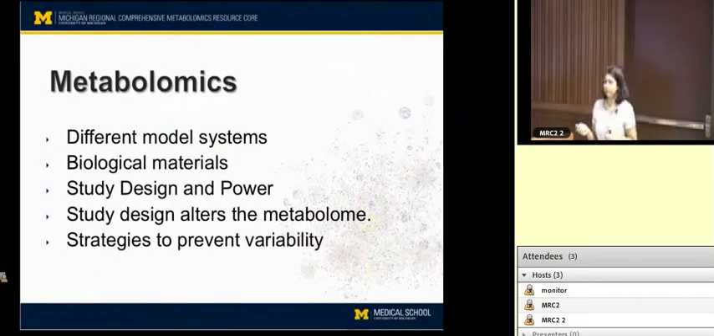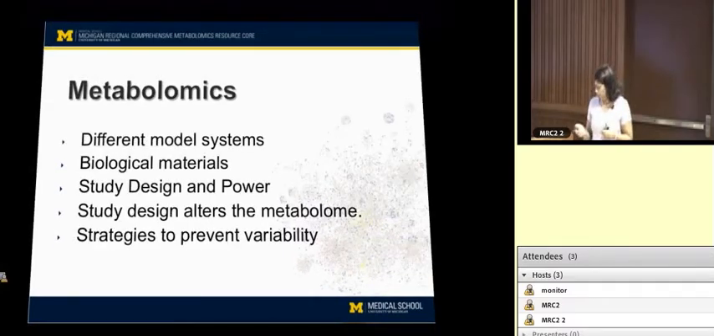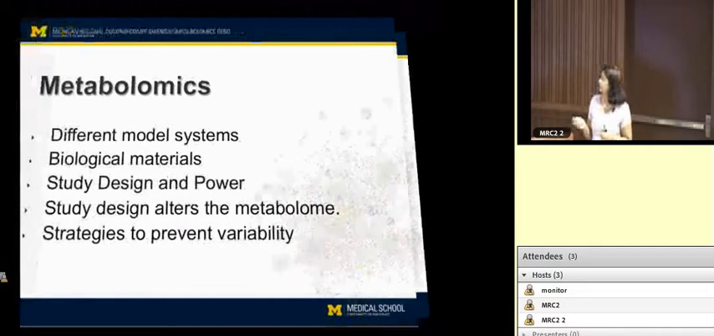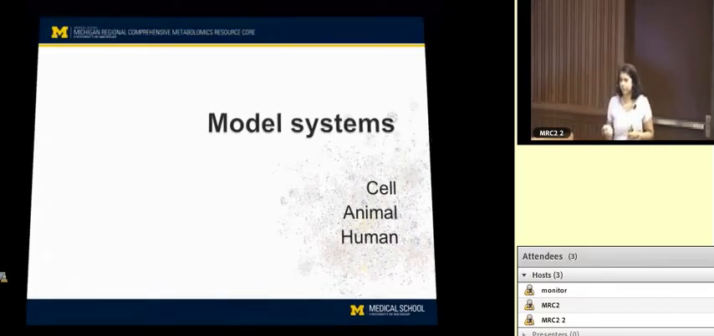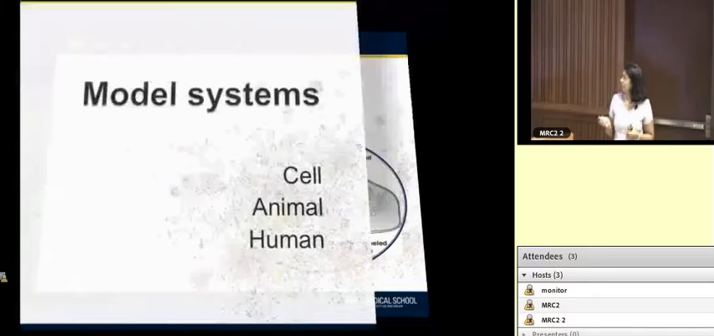We'll talk a little bit about the different model systems that you can use to ask your questions, what biological materials we can analyze, and what study design and power you can consider. Study design alters the metabolome, so that point will be reiterated again and again, as well as what strategies we can use to prevent these variabilities. To start with, the model systems that we can use: cell, animal, and human.